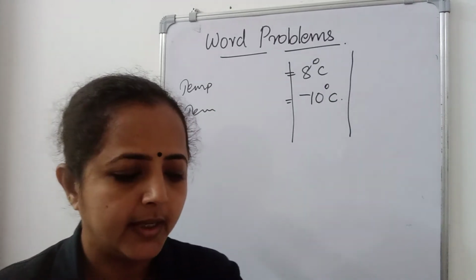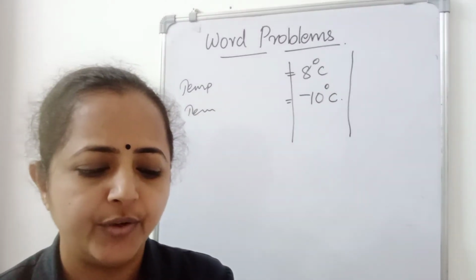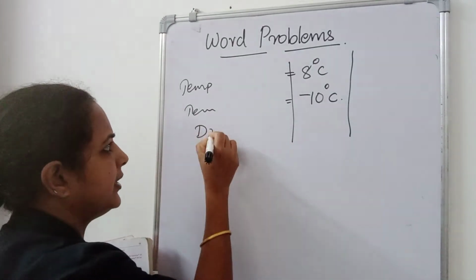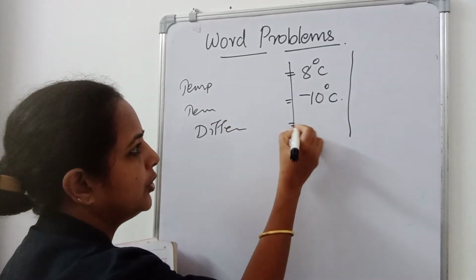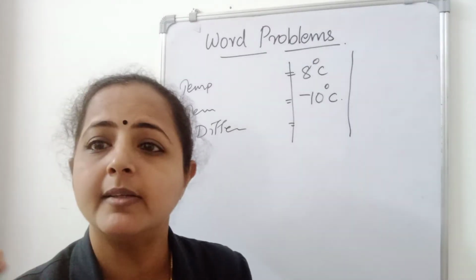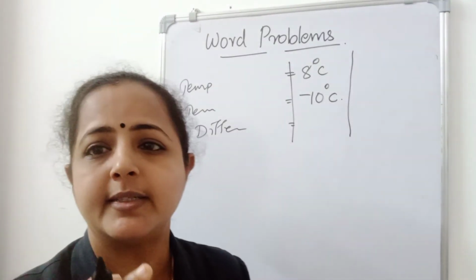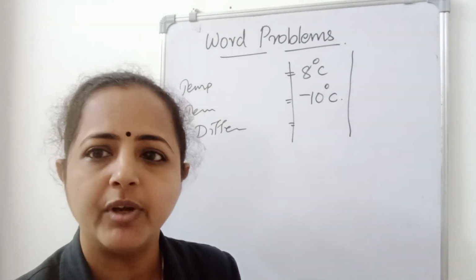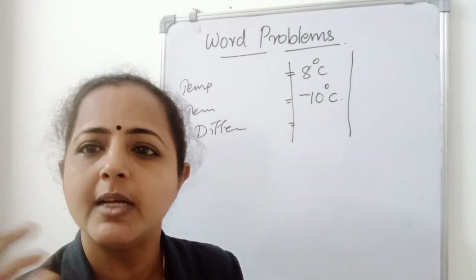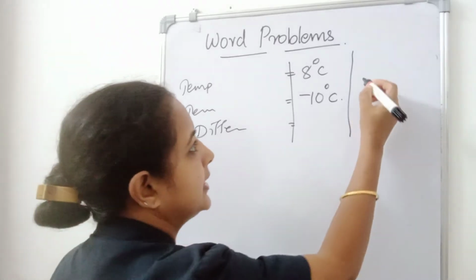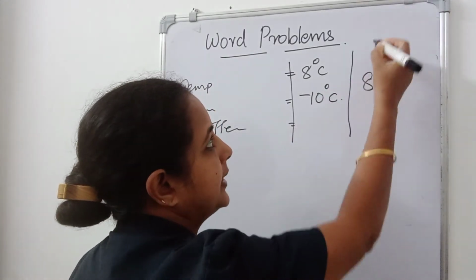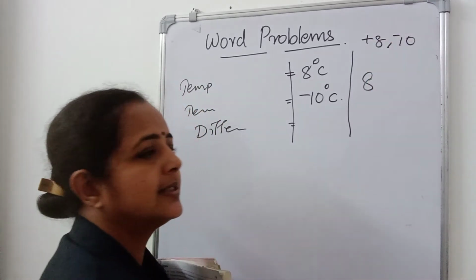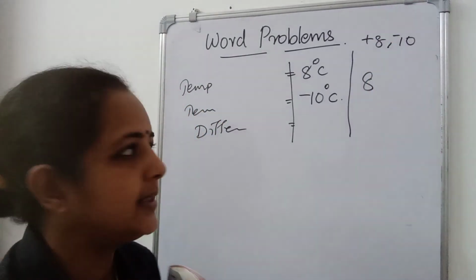Okay. Then what is the difference between these temperature settings? So we can write this very easily. Difference is equal to, difference means big minus small. 8 or minus 10, which is big? Difference finding means every time we have to take the big number first and subtract the small number. 8 is the big number compared to minus 10. So the big number is 8.